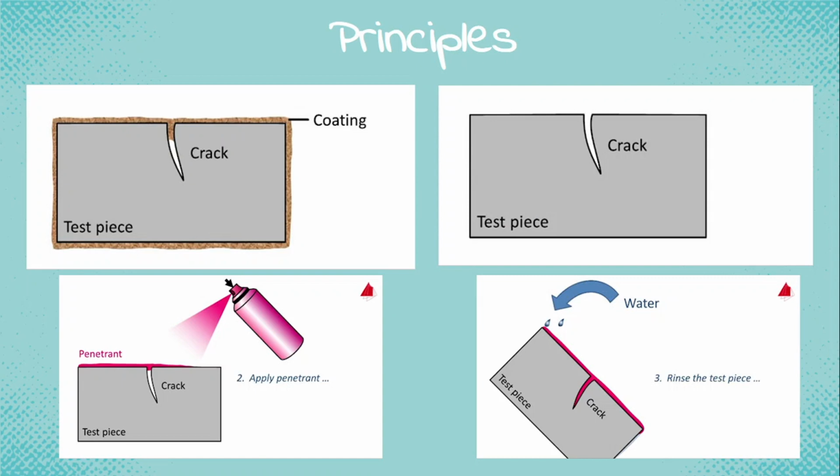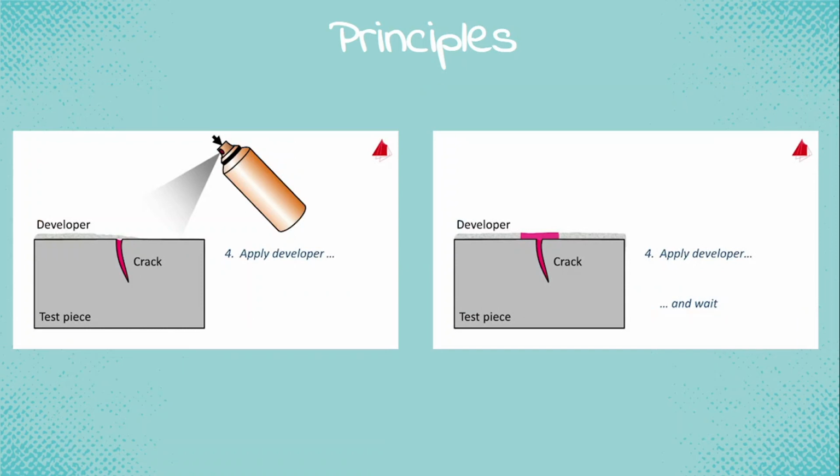To better understand the principle, let's say we have this test piece covered with rust or paint. So the first step in penetrant testing is to clean the test piece. Clean it thoroughly to expose the cracks or any flaws. Then, after cleaning, spray the penetrant onto the surface of the test piece. After spraying, wait for 15 to 30 minutes. After it dries, rinse the test piece with water and clean it and let it dry. The next step is to spray the developer.